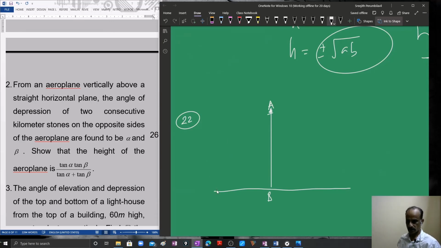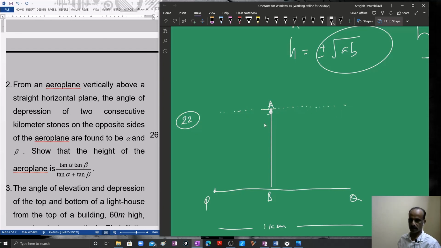So that means the consecutive milestones be at P and Q. So the entire distance is actually 1 kilometer. Consecutive milestones. So you can write, let A be the aeroplane and P and Q be the consecutive kilometer stones, not milestones, on the opposite sides, and the angle of depression is found to be, so there is a horizontal going this way.